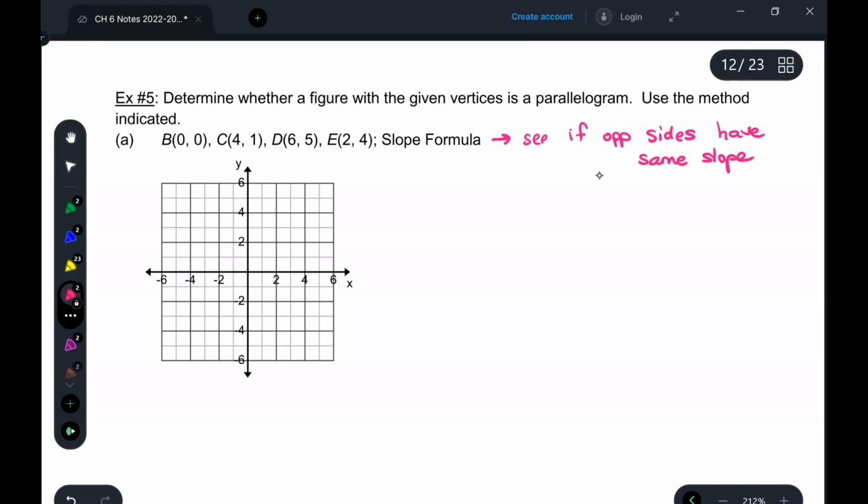How do you know which sides are opposite? Well, we're going to graph it. So let's see. B is at 0, 0. C is at 4, 1. D is at 6, 5. And E is at 2, 4.